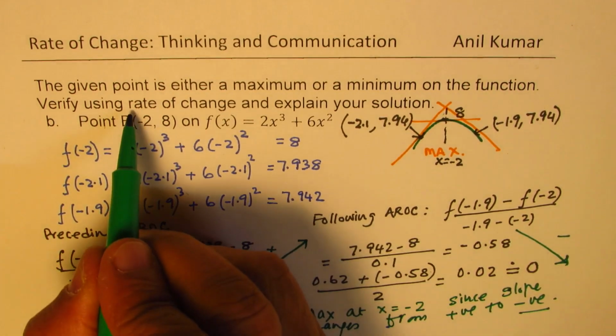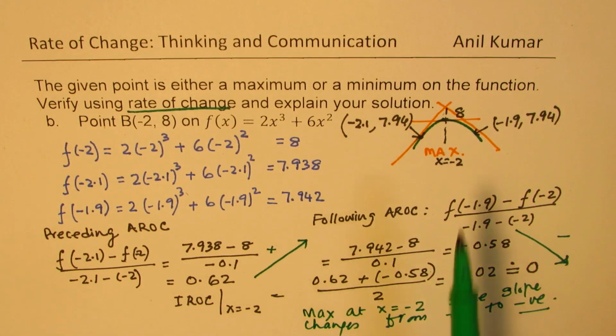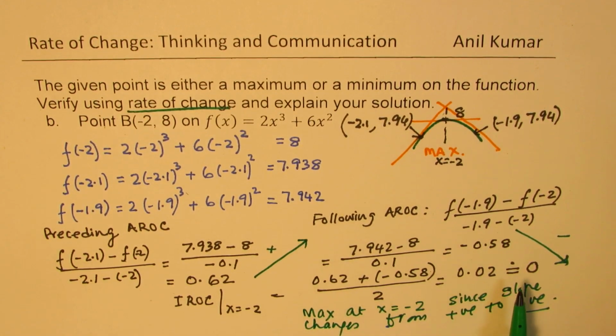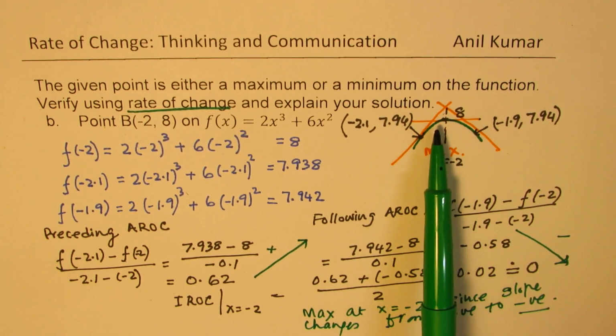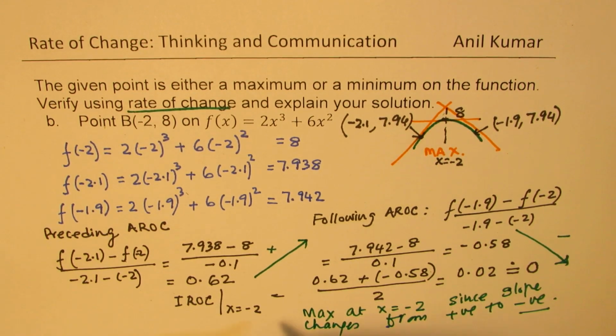So the concept is rate of change. At the given point, the instantaneous rate of change is 0. That means a horizontal tangent line, so it has to be a maximum or a minimum. Since the slope changes from positive to negative, we have a local maximum. I should write this as a local maximum for sure. Is that okay? So that is how we are going to do it.